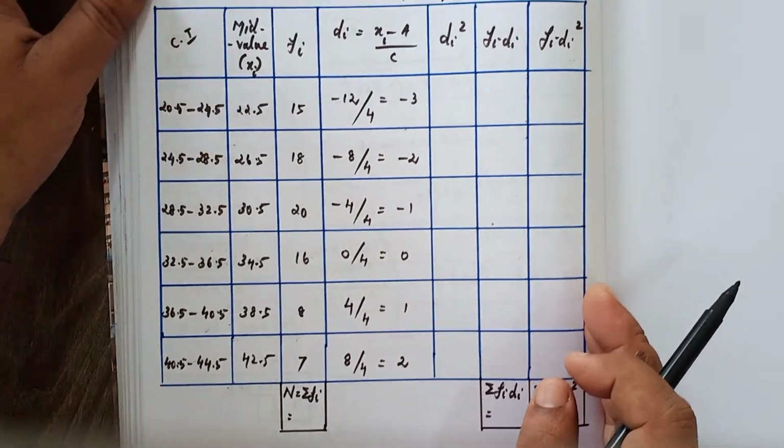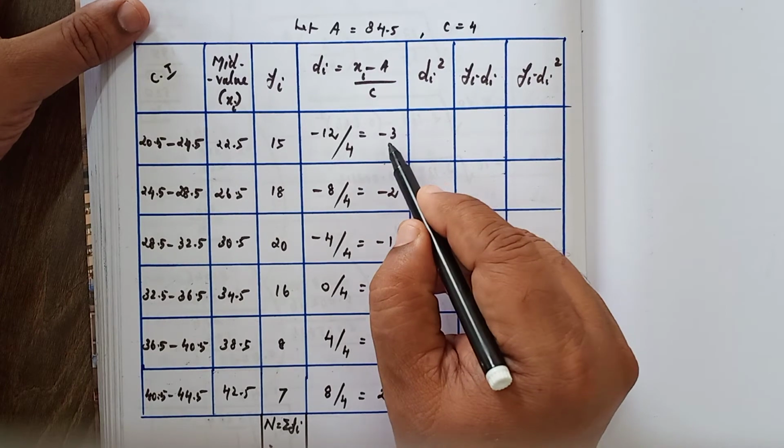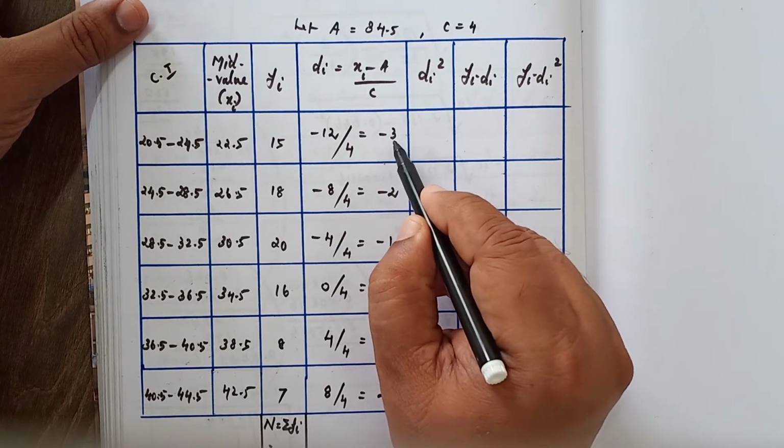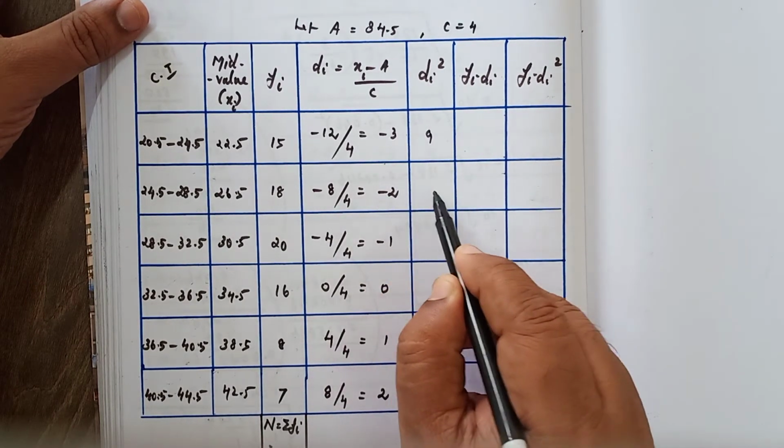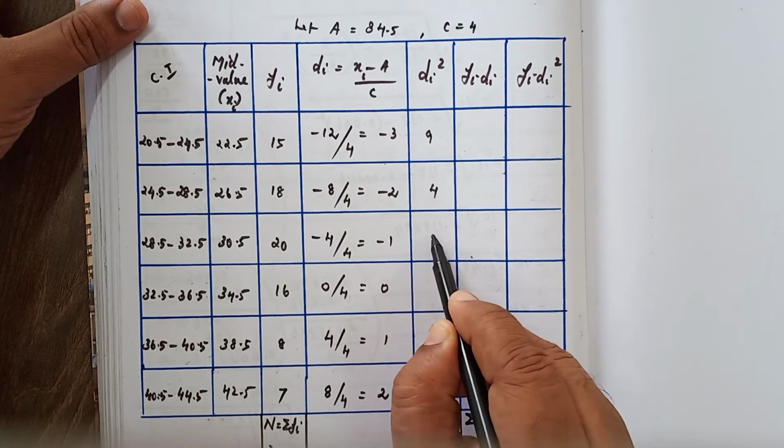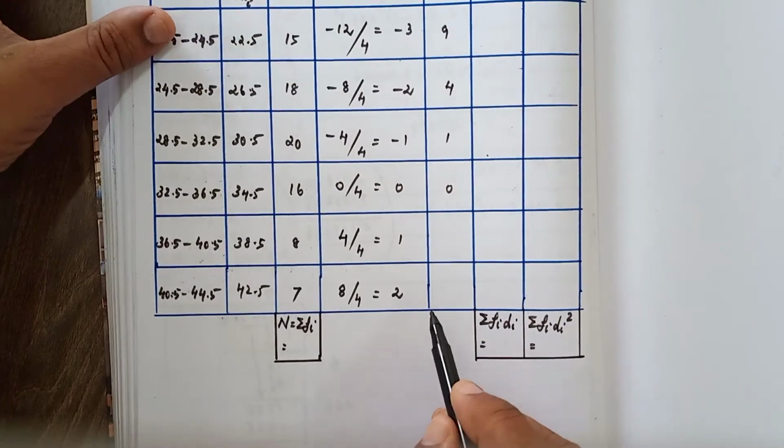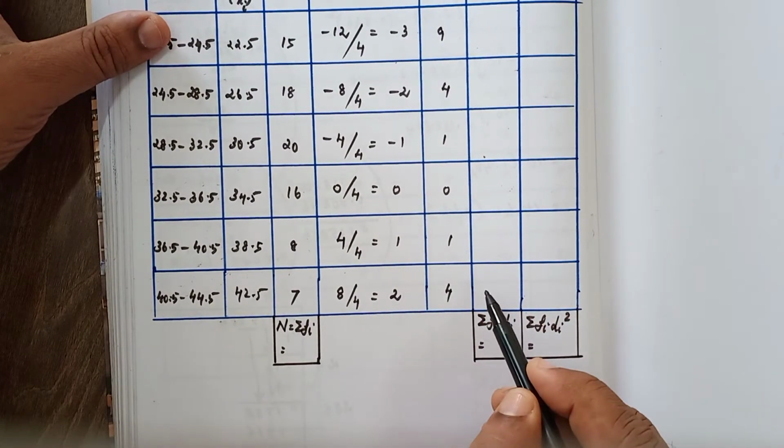Now look at that, we have di square. Di square means each di value squared. Minus 3 square is 9. Minus 2 square is 4. Minus 1 square is 1. 0 square is 0. 1 square is 1 and 2 square is 4.